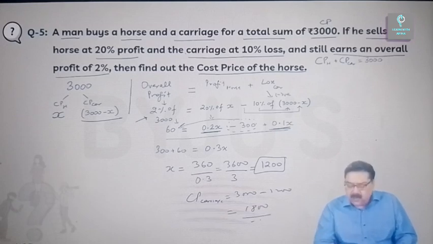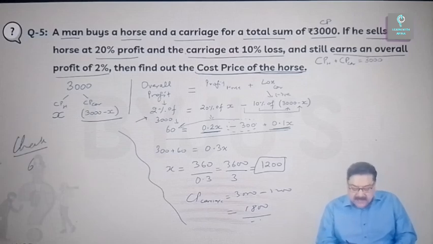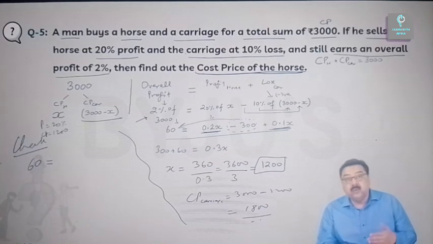But we want the cost price of the horse. So if you want, you can perform a check here, and that is rupees 60 is the overall profit. Now 20% is the profit which is made on selling the horse. Cost price here is 1200, so 20% of that will be rupees 240.